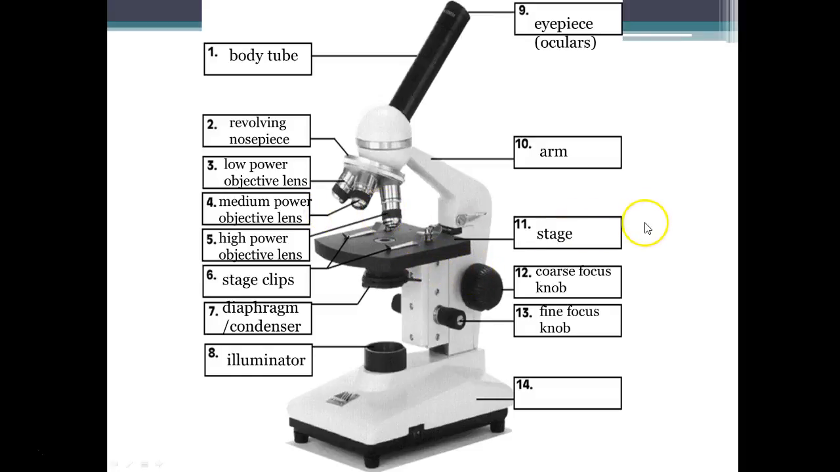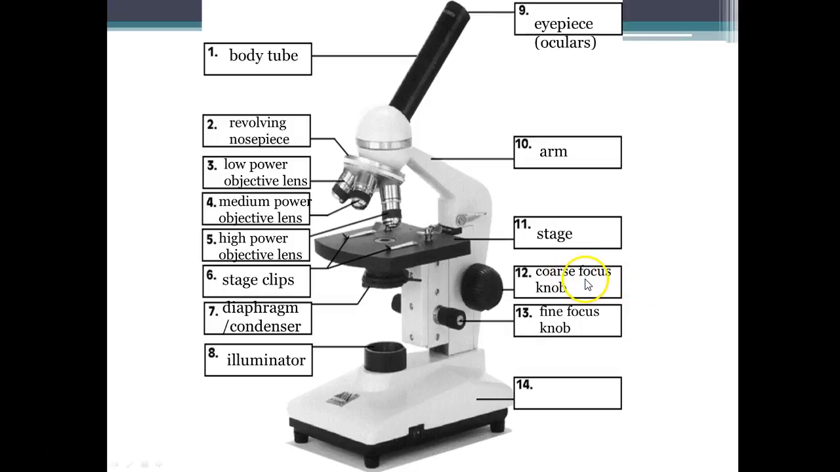So one very, very important thing to keep in mind when you are using these different lenses, when you're using the high-powered lens, if the object is in focus, you'll notice that the end of this lens is right just above the glass slide. In fact, to some students it may look like it's actually touching it. So when you're using high power, you never want to use the coarse focus knob. You always want to use only the fine focus knob.